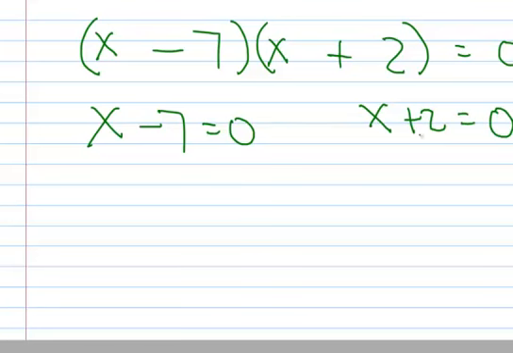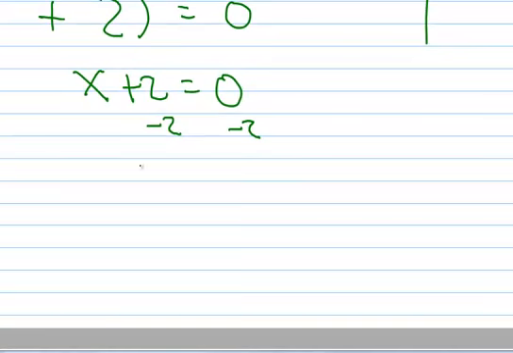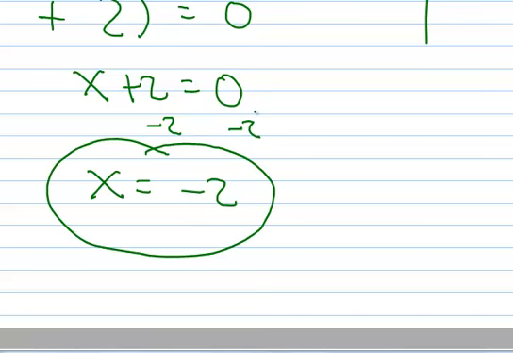Now I'm going to solve each one of these two little mini equations. I'm going to add 7 to both sides, so I get x equals 7. So there's one of my solutions, or zeros. This one I'm going to solve by subtracting 2 from each side. So I get x equals negative 2. This is my second solution, or my second 0.